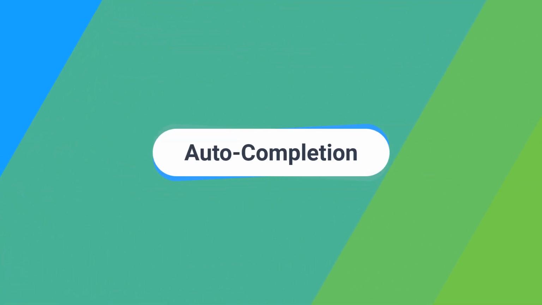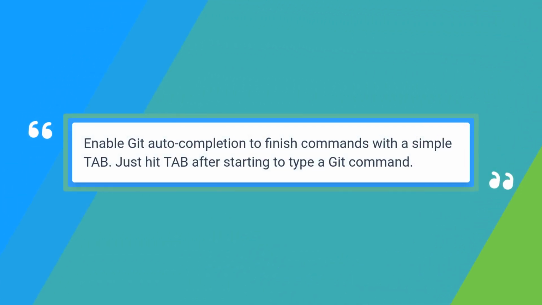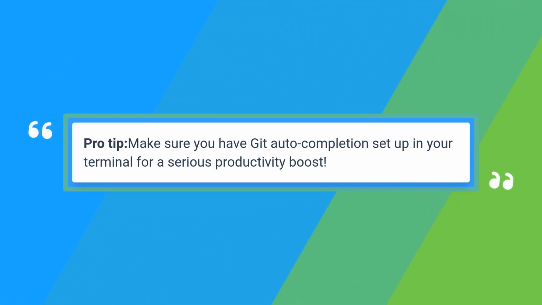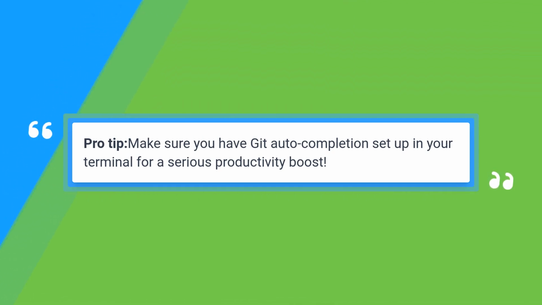Auto-completion. Don't waste time typing out long commands. Enable Git auto-completion to finish commands with a simple tab. Just hit tab after starting to type a Git command. Why it's cool? Auto-completion speeds up your workflow and helps prevent typos. Pro tip, make sure you have Git auto-completion set up in your terminal for a serious productivity boost.